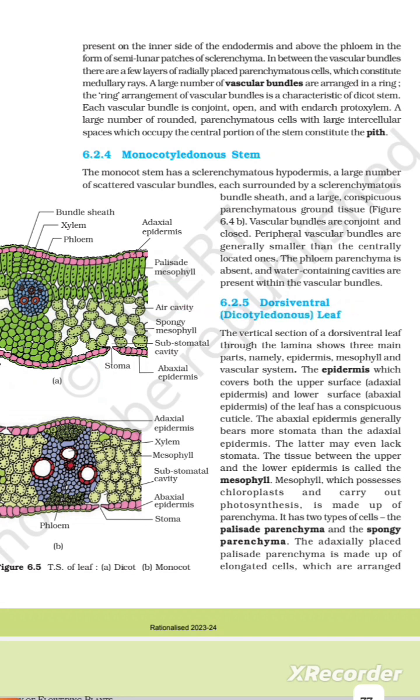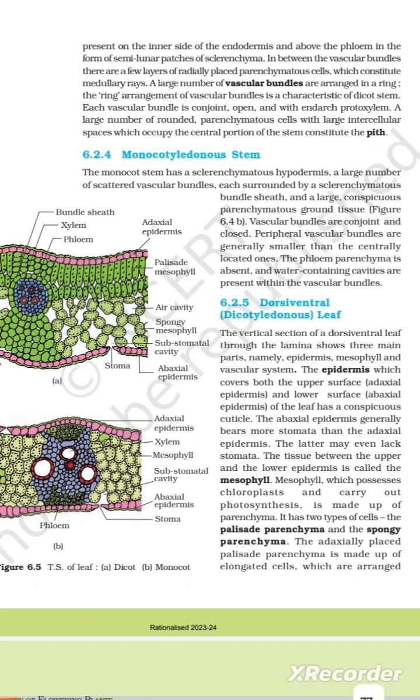6.2.5 Dorsiventral dicotyledonous leaf. The vertical section of the dorsiventral leaf through the lamina shows three main parts, namely epidermis, mesophyll, and vascular system. The epidermis, which covers both the upper surface, adaxial epidermis, and lower surface, abaxial epidermis, of the leaf, has a conspicuous cuticle. The abaxial epidermis generally bears more stomata than the adaxial epidermis. The latter may even lack stomata.